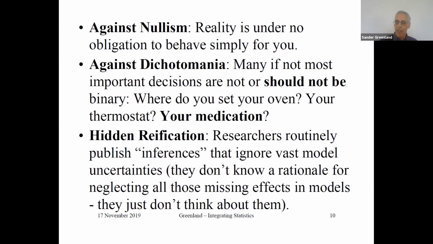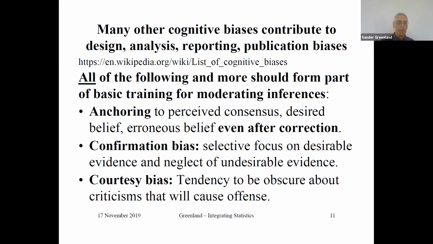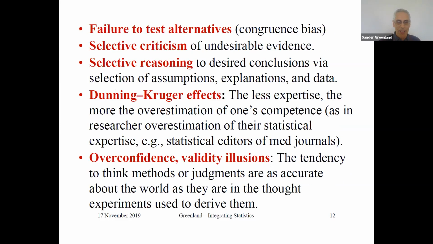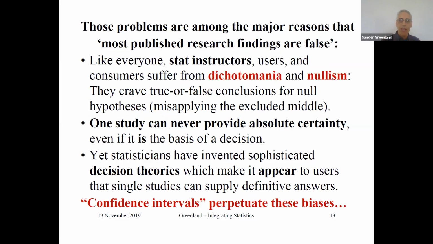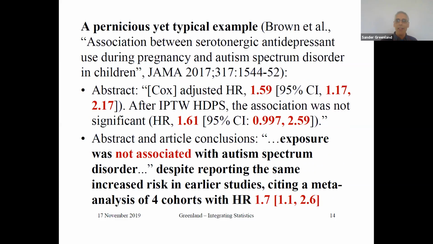Hidden reification. Researchers routinely publish inferences that ignore vast model uncertainties. They don't know a rationale for neglecting all the missing effects in their models. They just don't think about them. Many other cognitive biases contribute to design, analysis, reporting, and publication biases. And all of the ones on this list should be part of our training, but I don't have time to go over them. But these kinds of problems are the major reasons that most published research findings are false. These are problems that confidence intervals have turned out to perpetuate, unfortunately, unexpectedly.